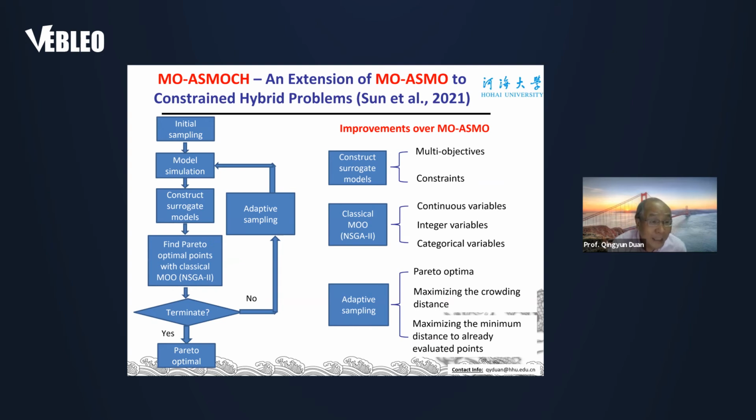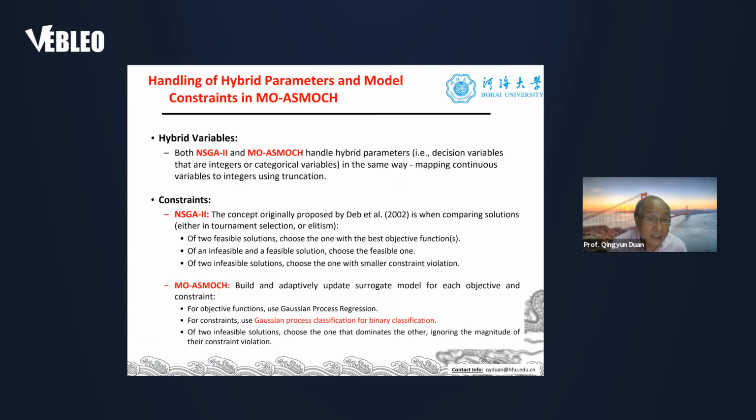And recently we extended MO-Azimuth to constrained hybrid problems. That means you have to consider constraints for your model, and also integrate hybrid variables. That means the decision variable can be continuous, integer, or also categorical variables. So that's the extension. There are two keys in there. One is how do we handle the hybrid variables.